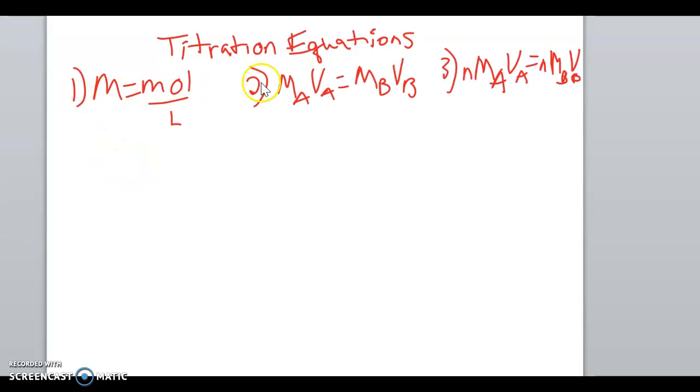So the first 2 I have written are directly from your reference table, and then the third one is a variation on the second one. To make things a little bit simpler for you guys, instead of using the second one, just always use the third equation. I know the second one is the one on your reference table. All you have to do is tack on an n to both sides, and then boom, you have the third equation. And so I'm just going to cross out the second one.